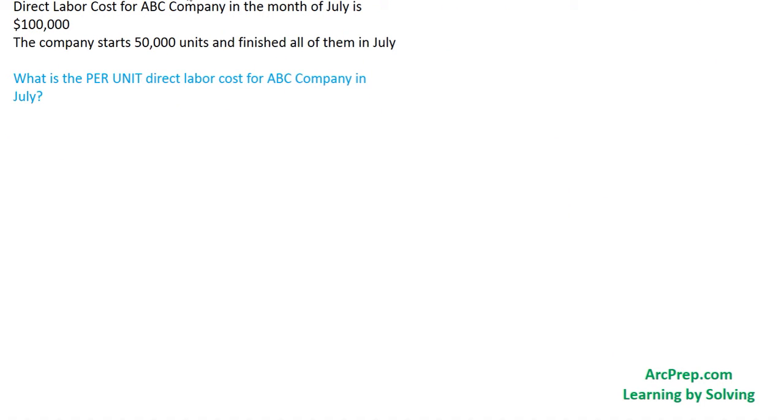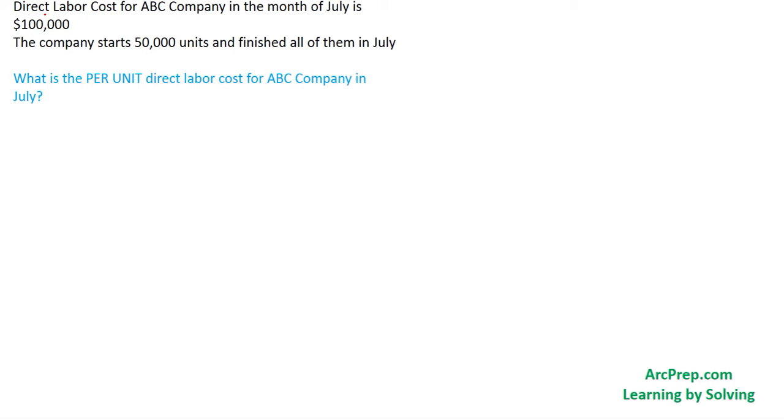Hi everybody, in this example we are going to start with something fairly simple, and then we are going to build complexity on top of it to calculate process costing under both weighted average methods as well as Fifo. And as I mentioned, we are going to start very simple.